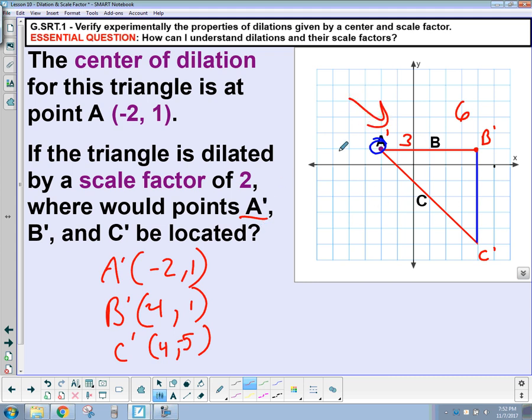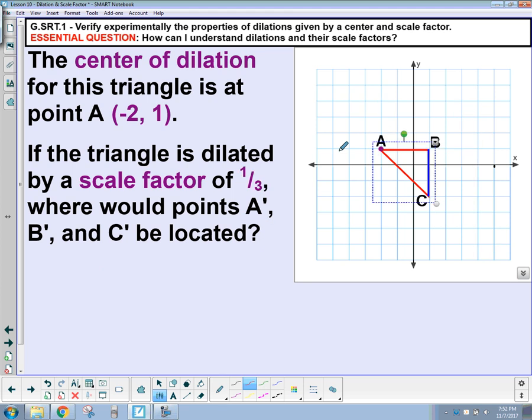Now for a scale factor of 1/3, we know for a fact that means it's going to shrink. Our image should be smaller. So, again, if we have 3 here, 1, 2, 3, we know it's going to shrink by 1/3. So, what's 1/3 times 3? 1. So it should be 1 block wide. So I'm going to take my triangle here, shrink her down. So indeed, it did get smaller.